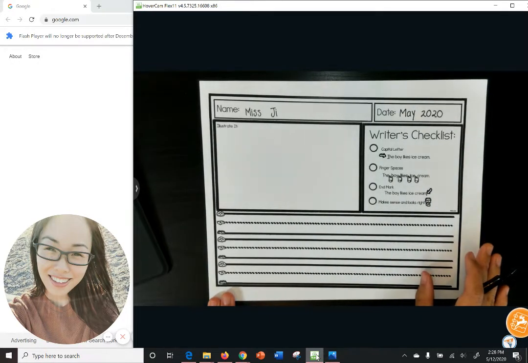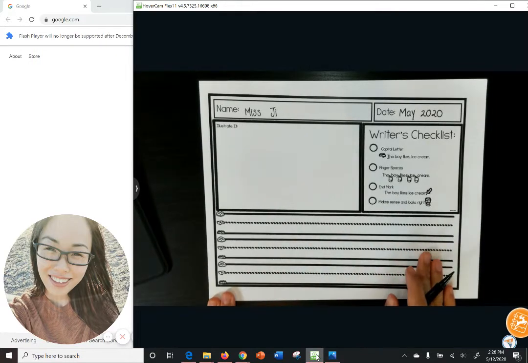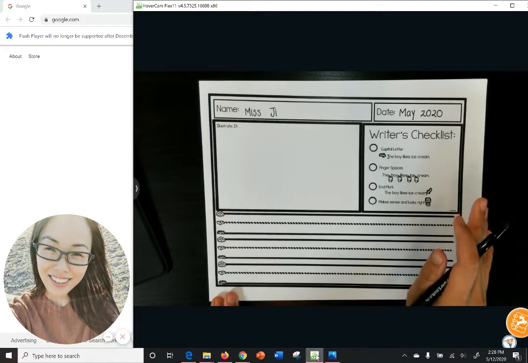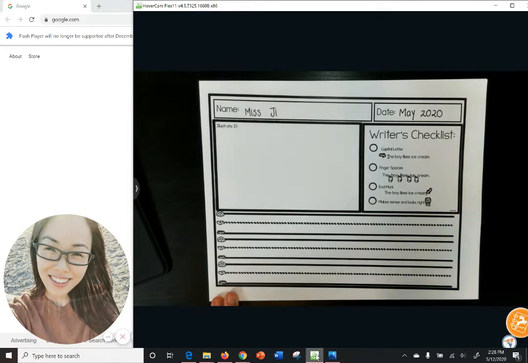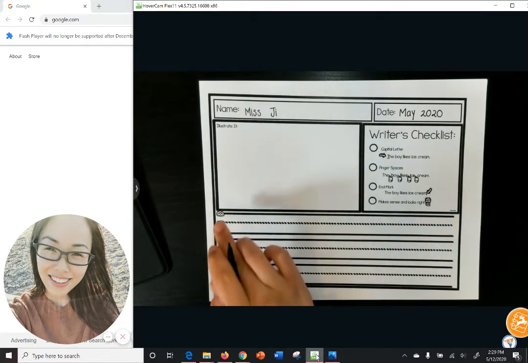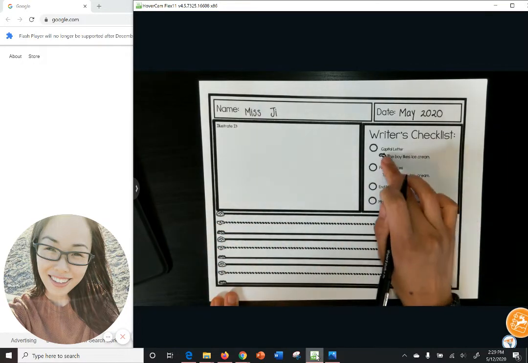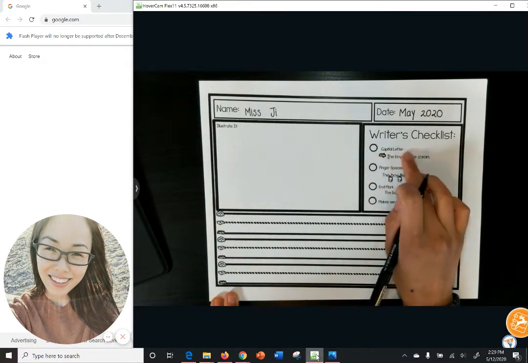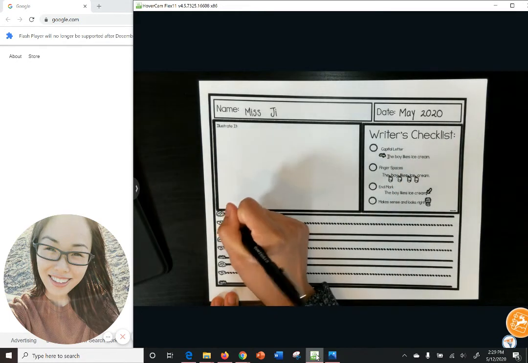So today I'm going to start my story with a sentence prompt. I'm going to say, I liked letter crafts the most. And then in my second sentence, I'm going to give a good reason, because good writers, when we do opinion writing, we always support our opinions with at least one good reason. So here I go. I'm writing from left to right. Always a capital in the beginning. That's the first reminder on my writer's checklist.